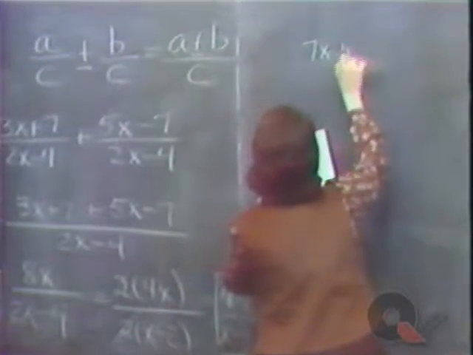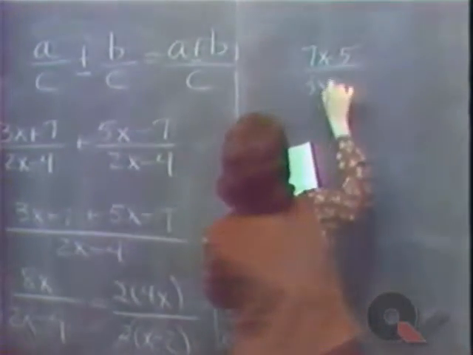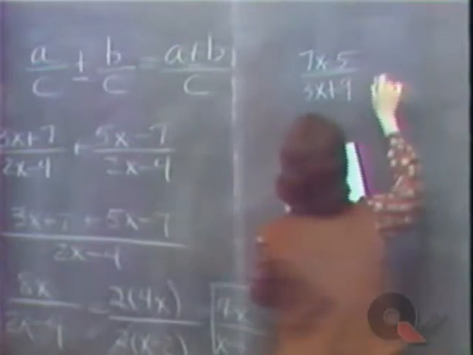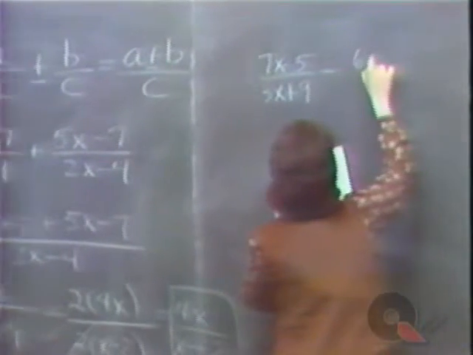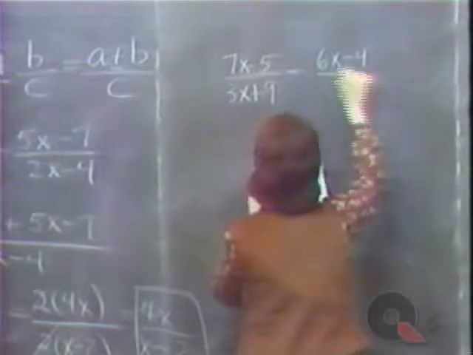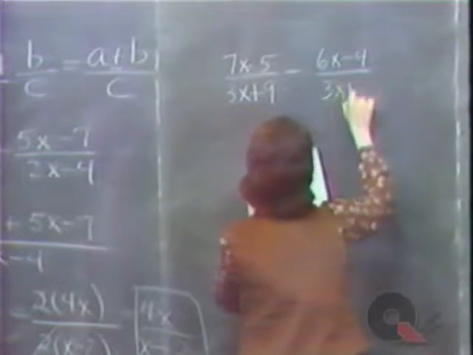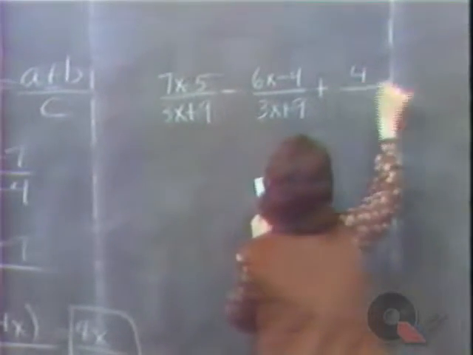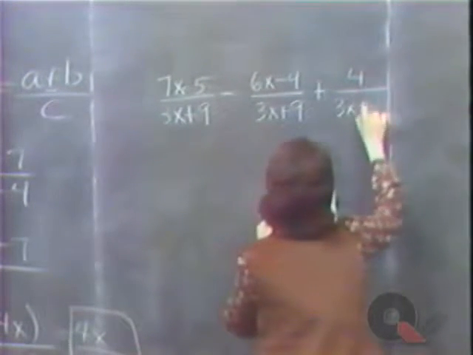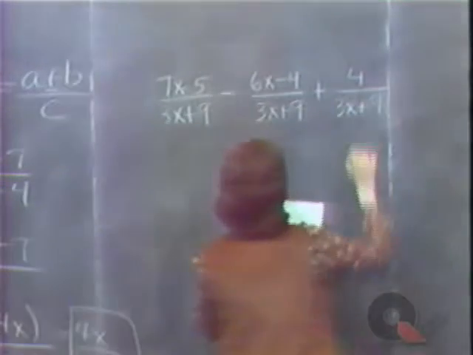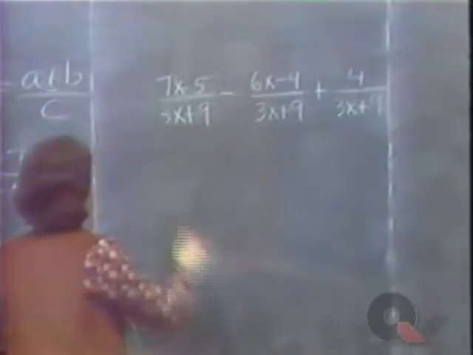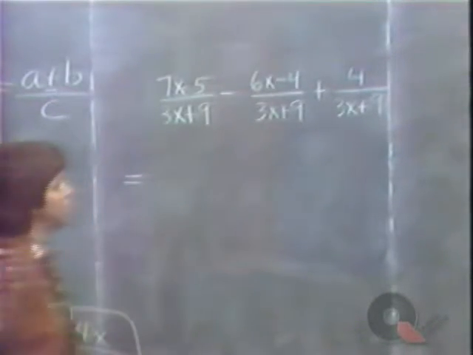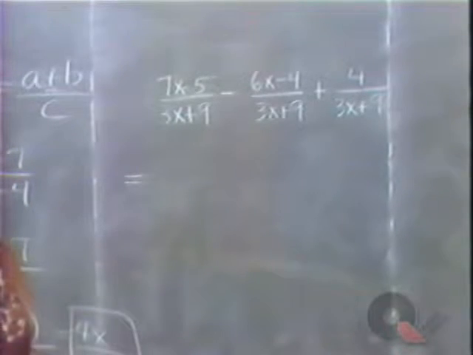7x minus 5 over 3x plus 9, minus, now this fraction, 6x minus 4 over 3x plus 9, plus 4 over 3x plus 9. Okay, now all of these fractions have the same denominator, so we're just going to combine the numerators.